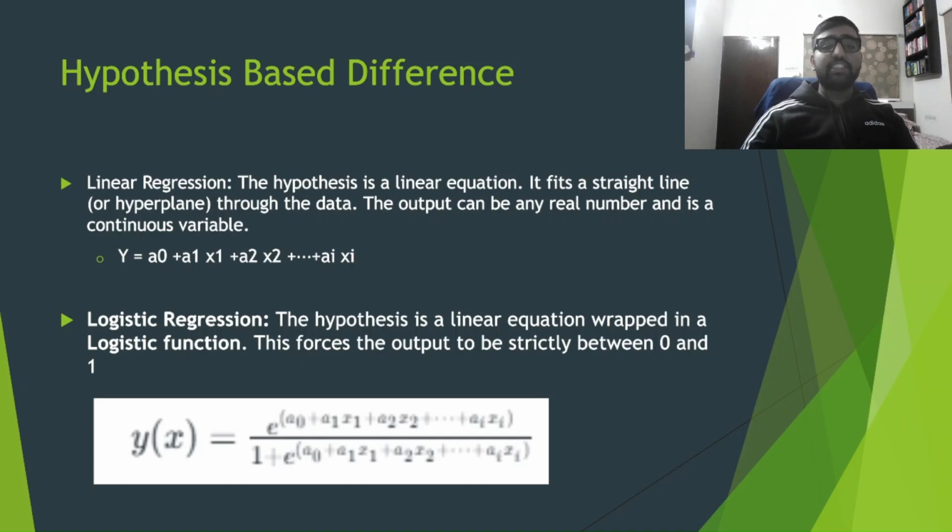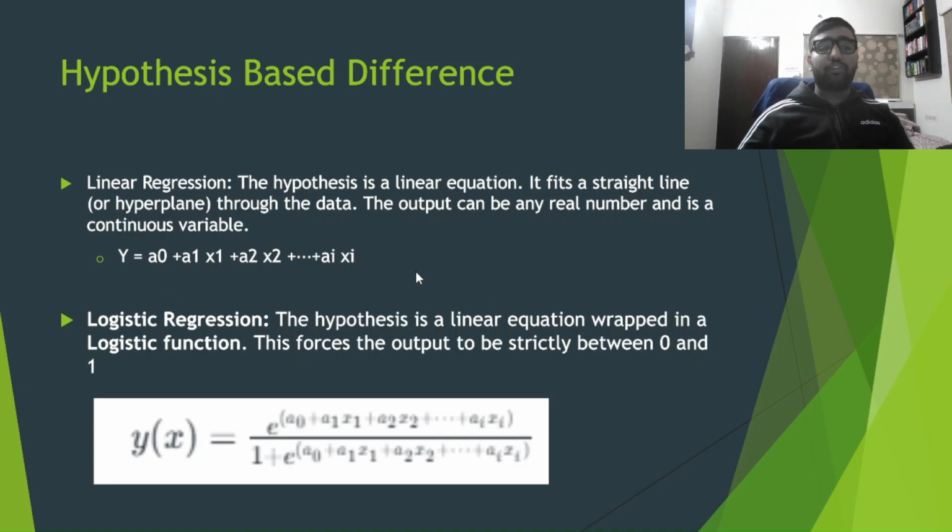Whereas in logistic regression, the hypothesis is a linear equation wrapped in a logistic function. So basically what logistic regression does is it estimates the probability for a data point x or a tuple to belong to a particular class. So it calculates the probability, which should be between 0 and 1. That is why we use the logistic function, because it forces the output to be strictly between 0 and 1. And as you can see in the logistic function equation here, the function which is in the power of e in both numerator and denominator is nothing but the function which we use in linear regression.